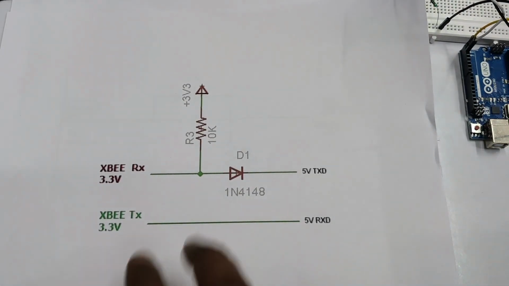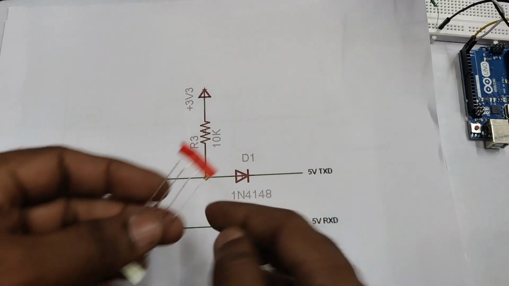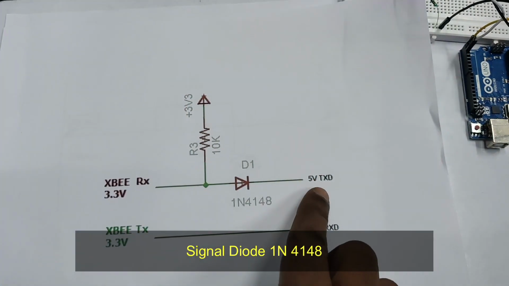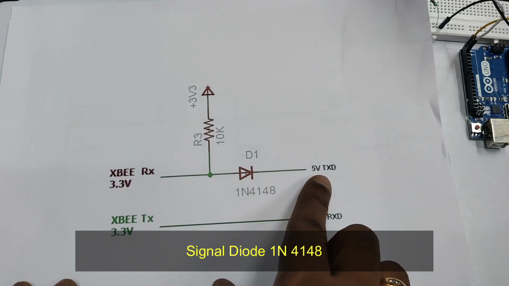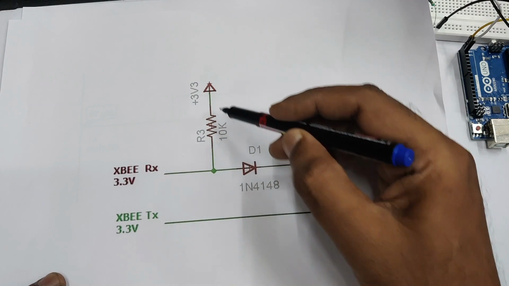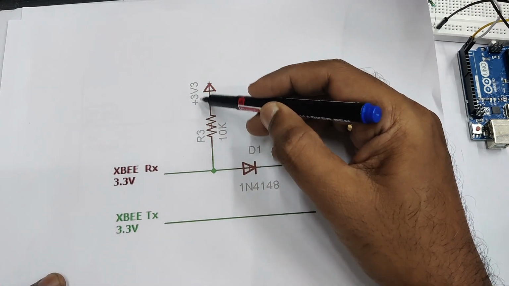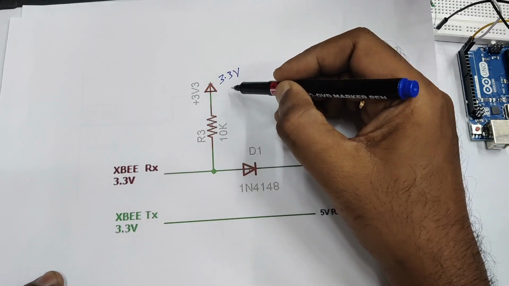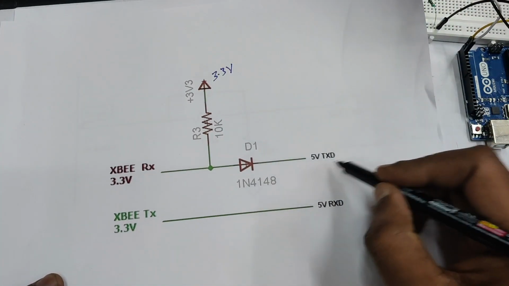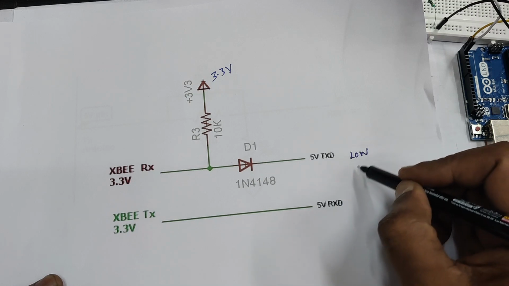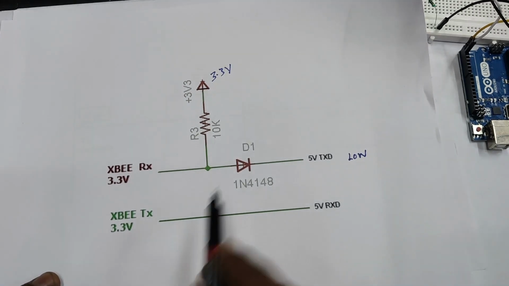Now let us see the second version of this level shifter using a diode 1N4148 and a 10K resistor. This 1N4148 is a signal diode. Let us use a 10K resistor to pull up to 3.3 volt, and the other end of the 10K resistor goes to RX of XBee. The cathode of the diode goes to the 5 volt level, that is Arduino.